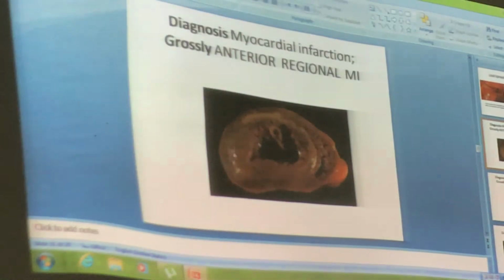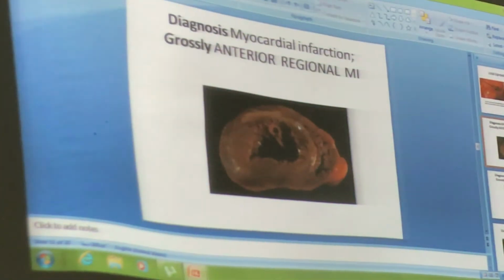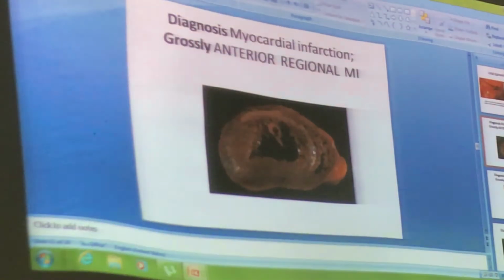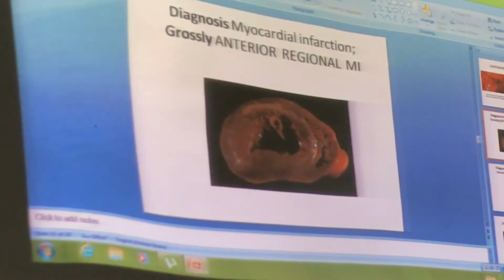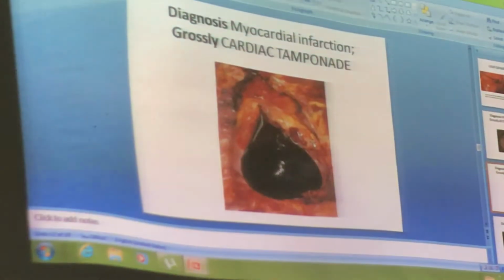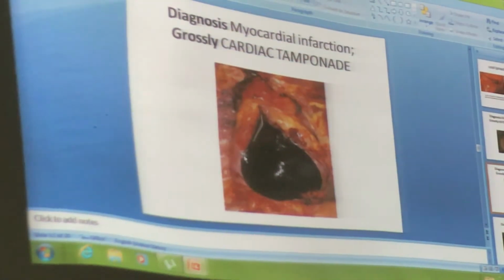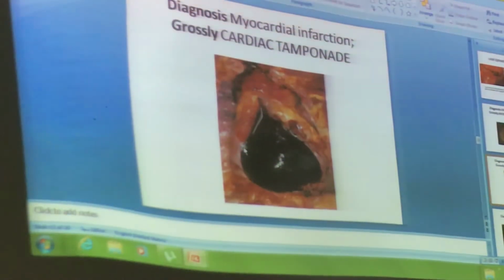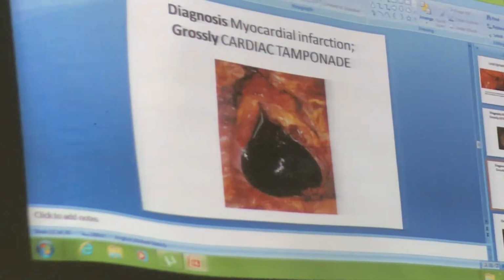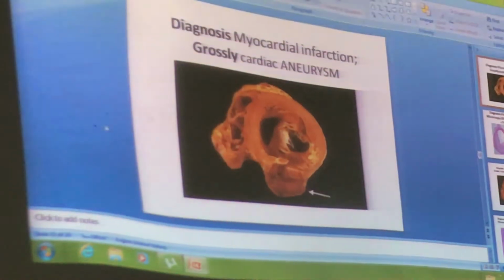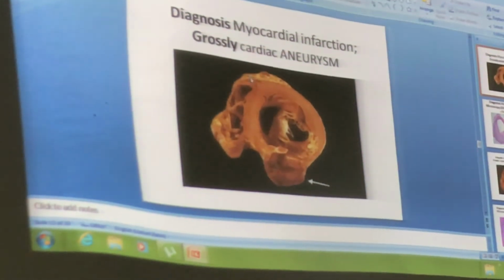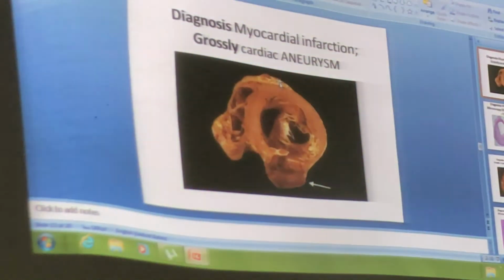Diagnosis, myocardial infarction. Okay, yes, you know there is a pale area here in the heart. So this is MI, myocardial infarction. Which is the region? It is the anterior myocardial infarction. Now you know this is outside the heart, blood has accumulated, meaning in the pericardium. So this is cardiac tamponade. Myocardial infarction, these pale areas, this whole pale area here, cardiac aneurysm.